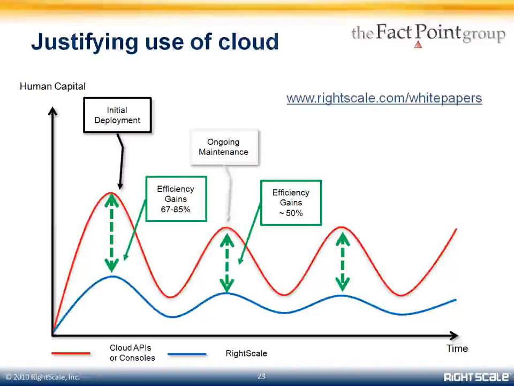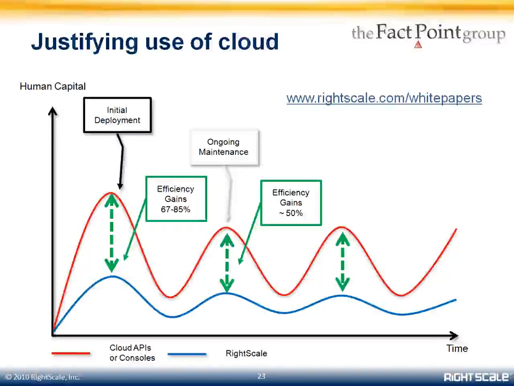And what we discovered is kind of two different categories of savings. The first one is around what it takes to get up and running initially. So you see that black box around initial deployment, really quite substantial savings, 67 to 85% in the cost and time required to get up and running.